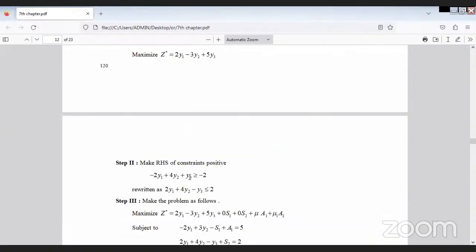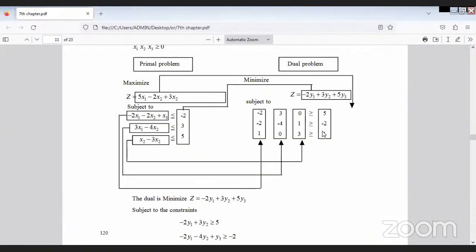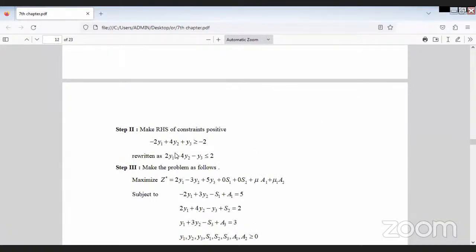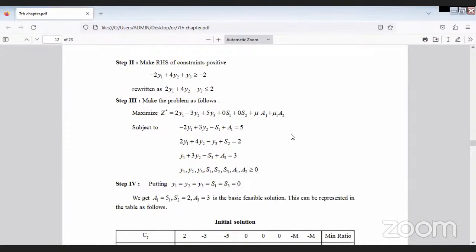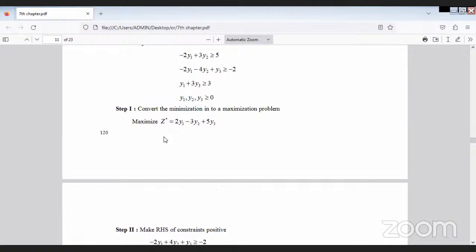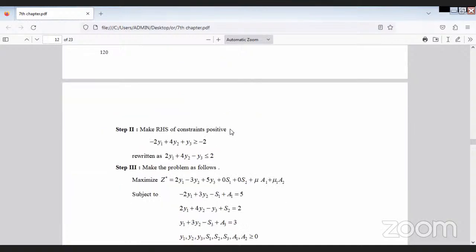Then the right-hand side is minus 2y1 minus 4y2 plus y3 greater than or equal to minus 2. The minus is common, so rewritten as 2y1 plus 4y2 minus y3 less than or equal to 2. So make the problem as follows: Z star is equal to 2y1 minus 3y2 plus 5y3.